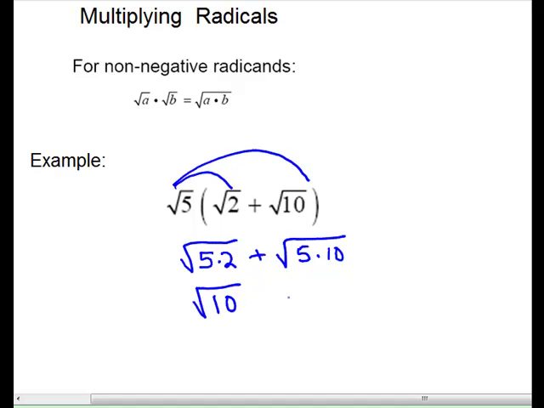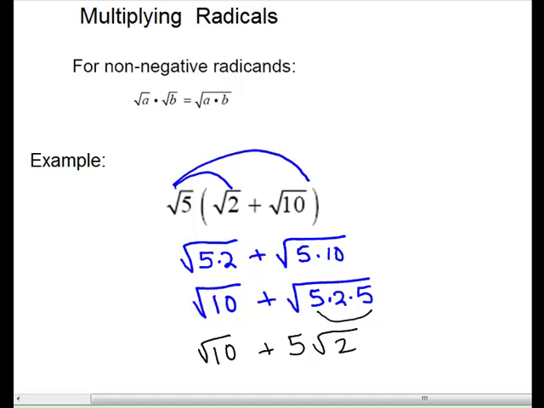For the second one, we can break 10 down to 2 times 5. And this one gives us a square. So for the 5s, we can take a 5 to the outside. The 2 is going to stay underneath. And our first one was simplified. So square root of 10 plus 5 times the square root of 2.